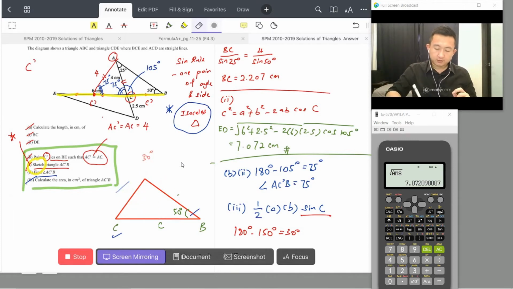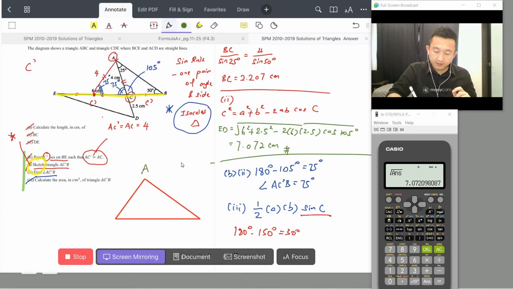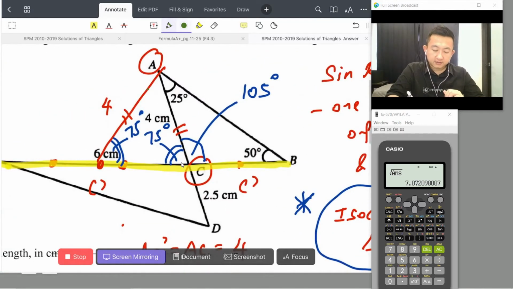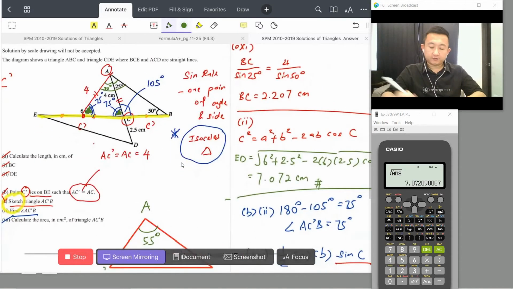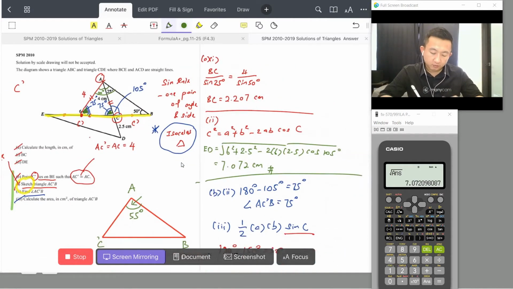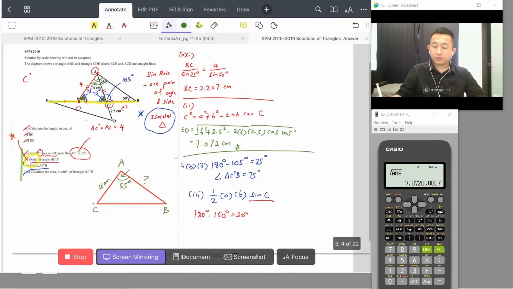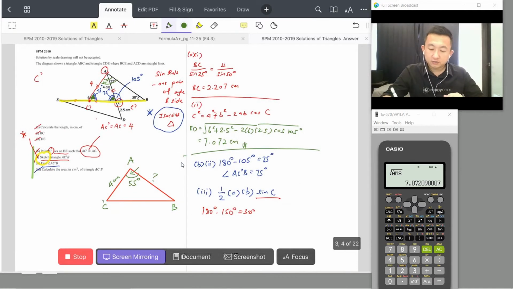Okay, now to make it clearer, what we have is A, C prime and B. We have to find the area. So the angle here, just now we know this is 55 degrees. How do we know? This is 30 because this is 75, this is 75, and this is 25. So together you have 55 here. And this one is 4 cm. So you just need to find the length of AB. You can put it into the formula. So now let's look at the length for AB.